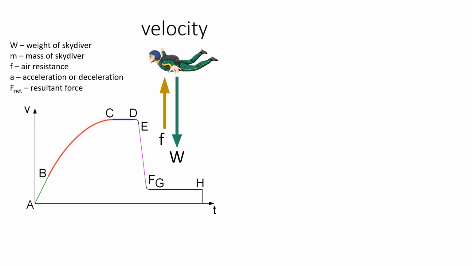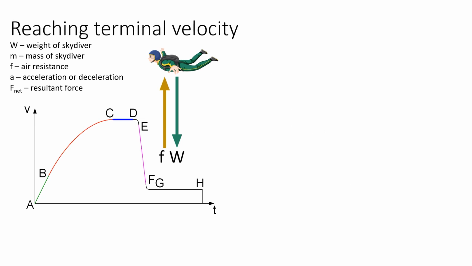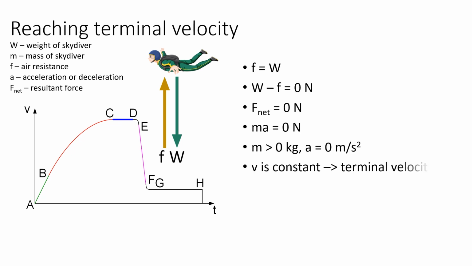At point C, air resistance becomes equal to the skydiver's weight. With no resultant force acting on him, his acceleration drops to zero. Although he is no longer accelerating, he is still falling, just at a constant velocity. This velocity is called terminal velocity. At D, he pulls the cord and deploys his parachute.